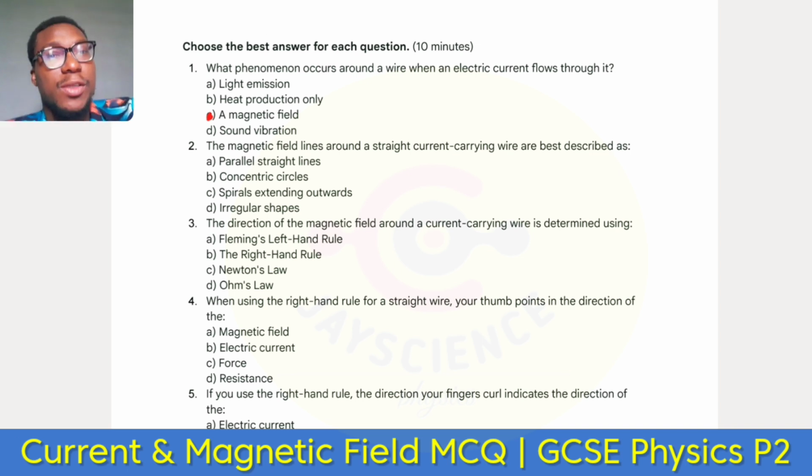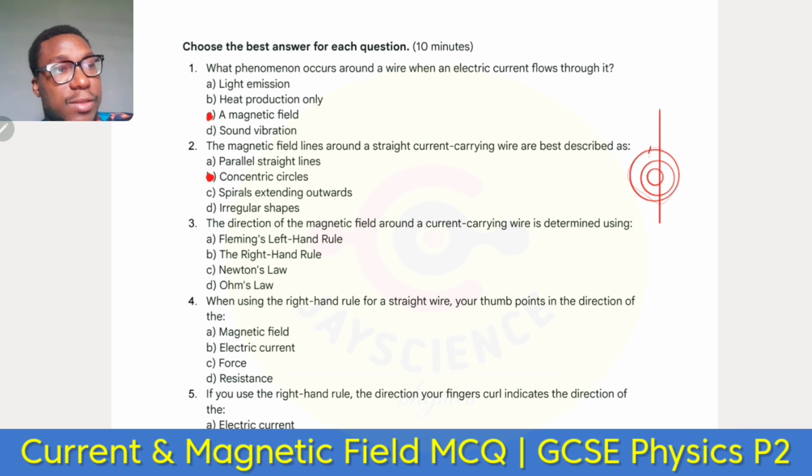That's about that. Question 2 says that the magnetic field lines around a straight current carrying wire are best described as concentric circles. So in that case, you tend to have the wire like this, and then the magnetic fields go round and round and round like that with the arrows.